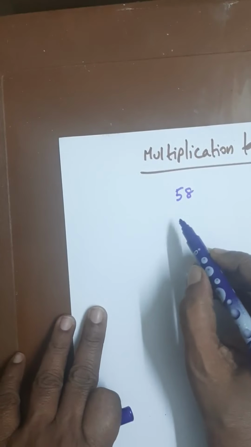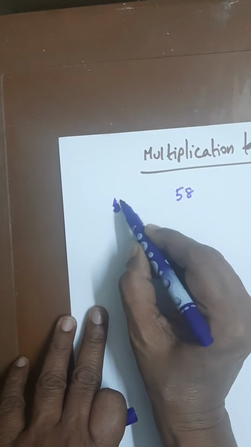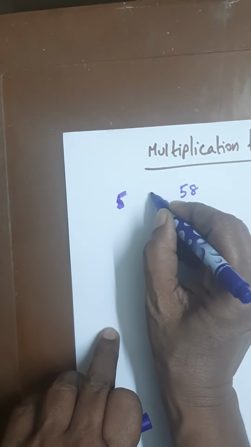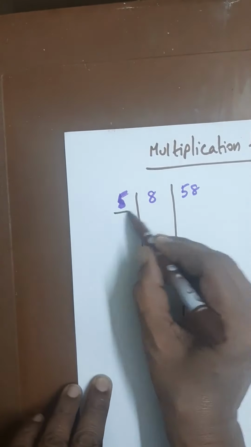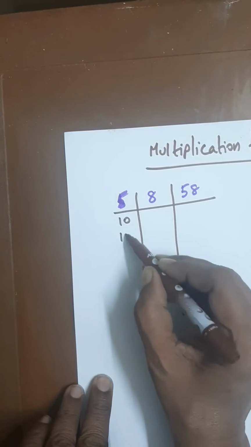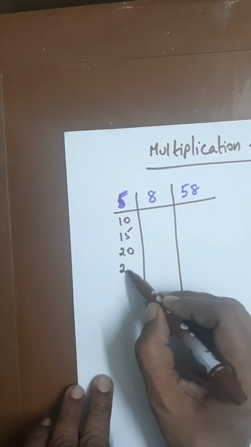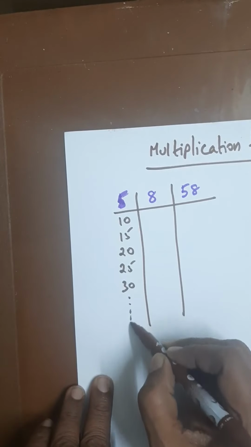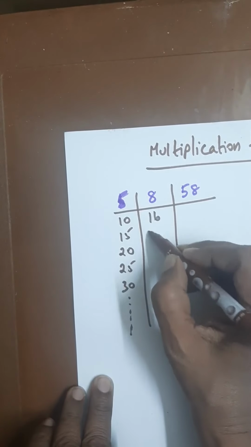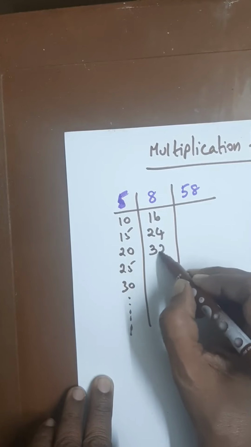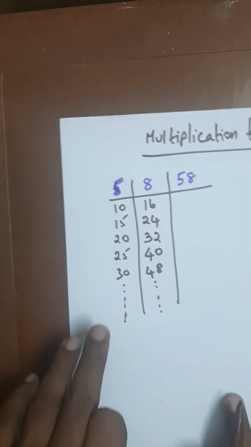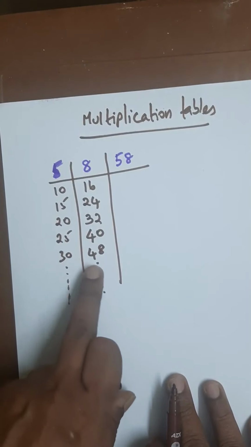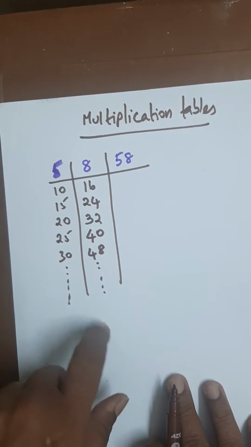For the 58 table, I have to be thorough with the 5 table and the 8 table. First, let me concentrate on the 5 table. 5 ones are 5, 5 twos are 10, 5 threes are 15, 5 fours are 20, 25, 30. Let me stop up to this. Here 8 twos are 16, 8 threes are 24, 8 fours are 32, 8 fives are 40, 8 sixes are 48. Once I am thorough with the 5 table and the 8 table, I can easily do the 58 table.